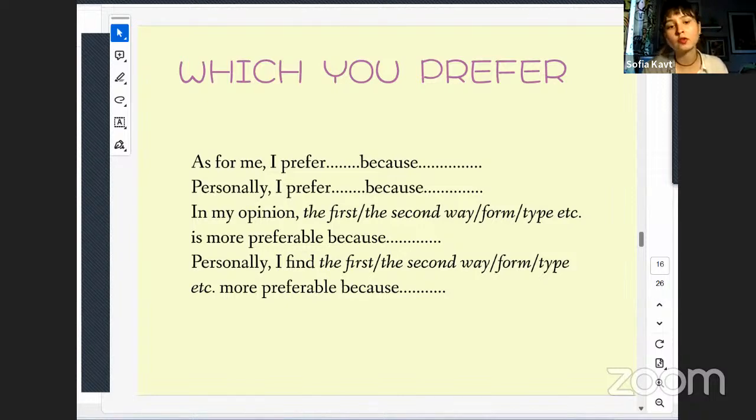And for that, you can use the following cliches. You can say, as for me, I prefer option name, right? Because blah, blah, blah. Or personally, I prefer, yes, a particular option because blah, blah, blah. Alternatively, you can say, in my opinion, the first or the second way, form, or type is more preferable because blah, blah, blah. Or personally, I find the first, the second type, way, form, mode, and so on more preferable because. And then you simply explain why.